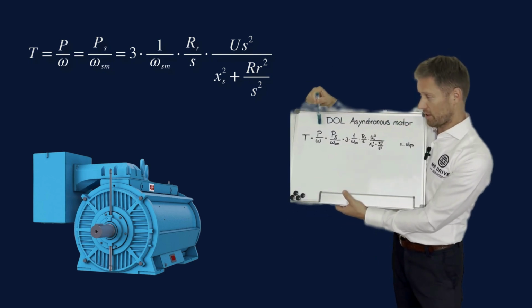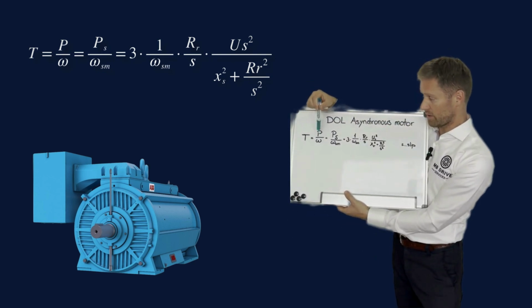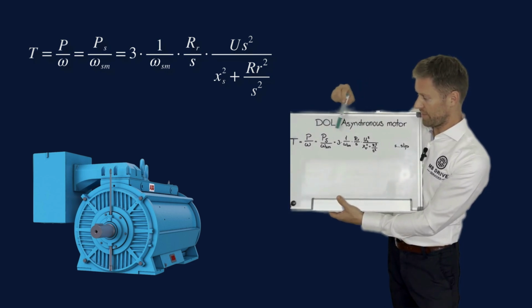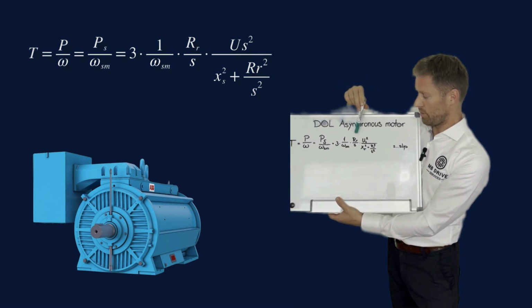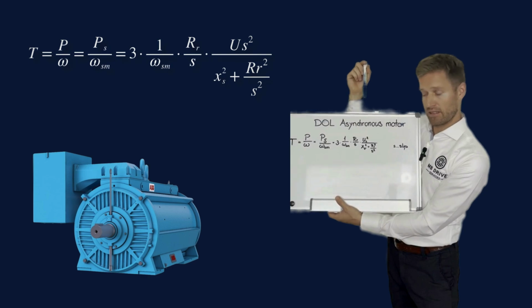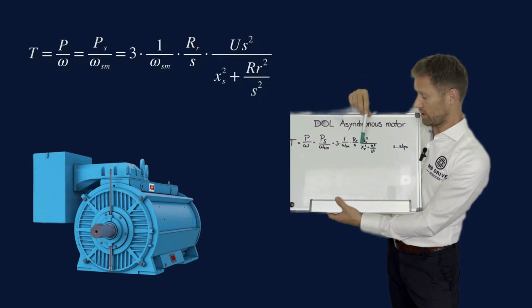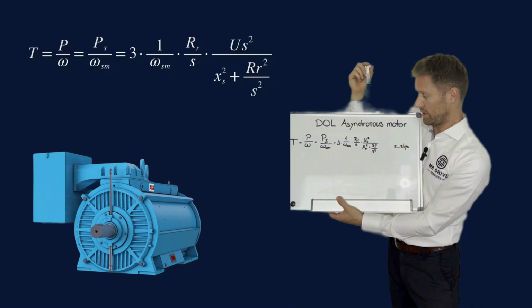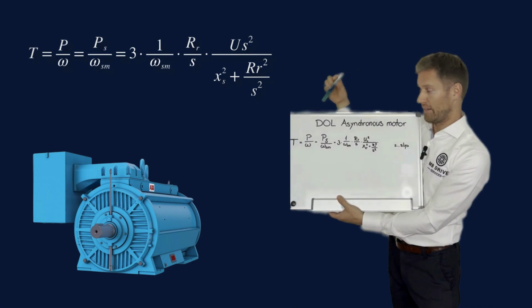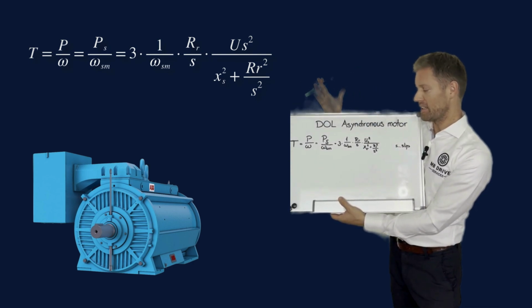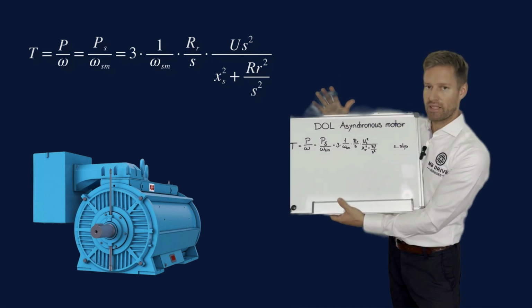So as you can see, it's abbreviated from the power and angular speed, and then substituting the expressions, putting the rotor resistance into the formula, the stator voltage, the stray reactance, and the slip. This formula is still not very complicated. It's linear. It just has few parameters.